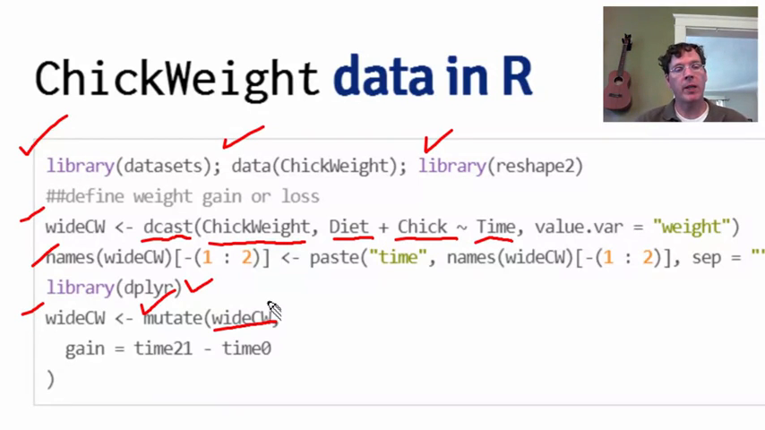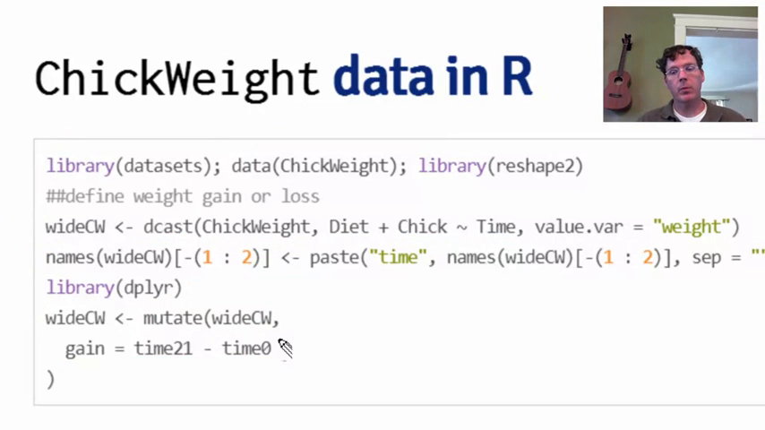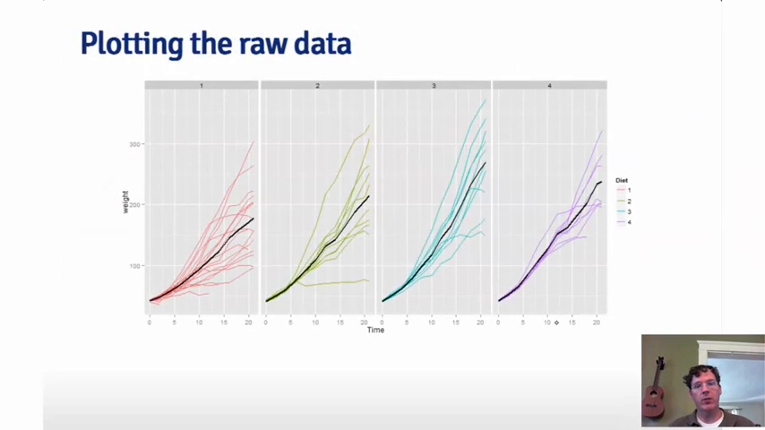give it my data frame again, and I want to create a new variable which is just the final time point minus the baseline time point, so the change in weight. And the change in weight is what I'm going to analyze from here on out. But let's actually look at the data first before we run our test.